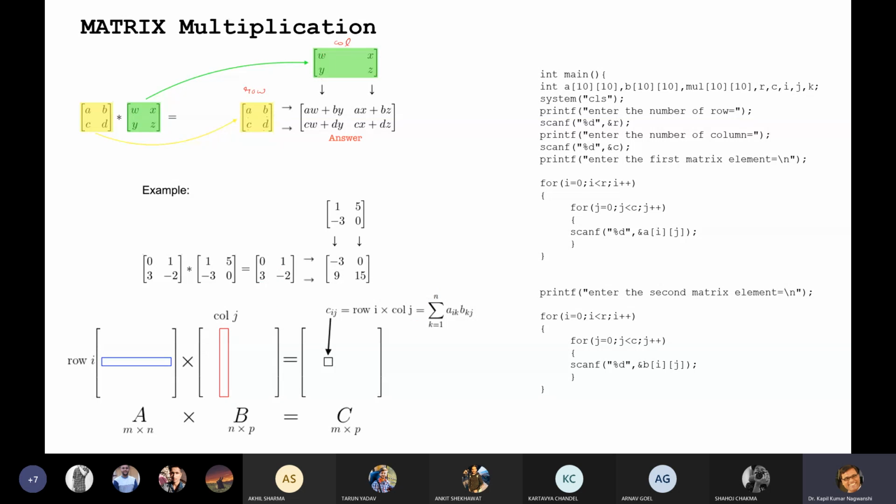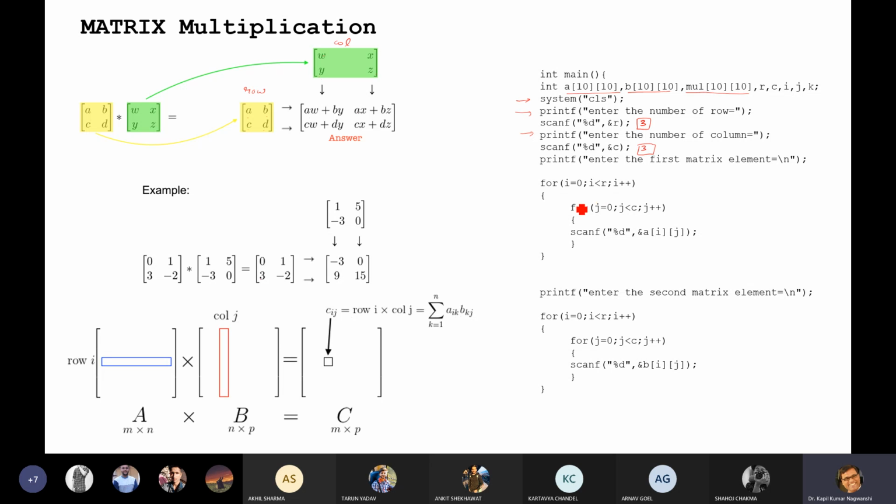So, let us try to solve this problem. We have taken two matrices, A and B, and another matrix that is the multiplication result, with a maximum size of 10 by 10. Initially, we start by clearing the screen. Then it will ask to enter the number of rows and number of columns. Suppose we have taken 3 rows and 3 columns.